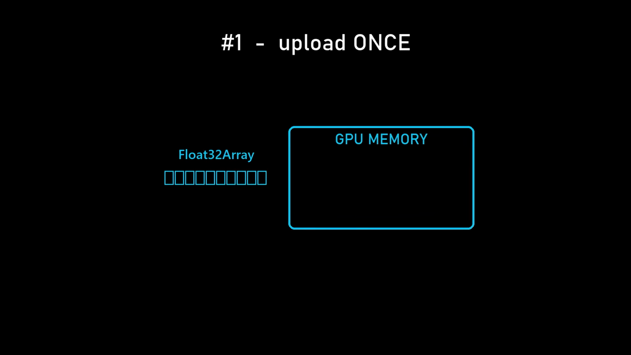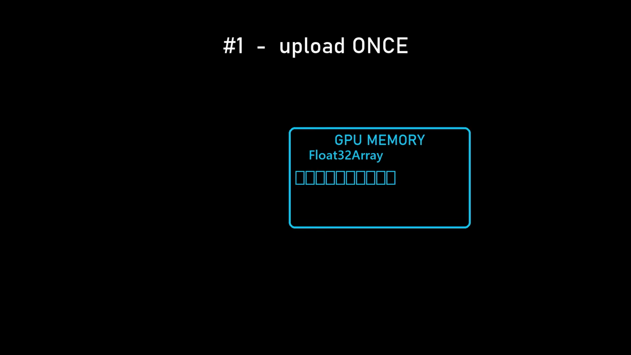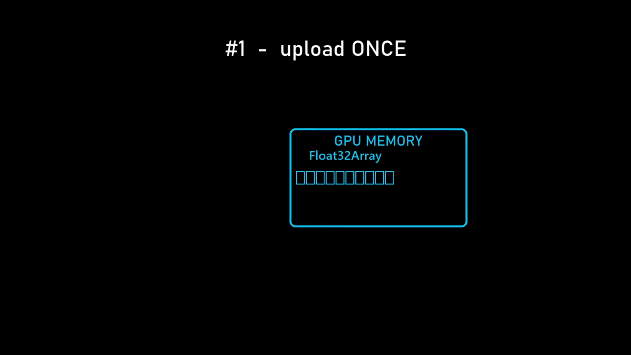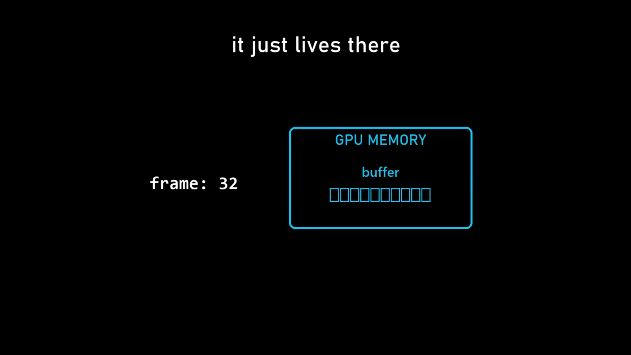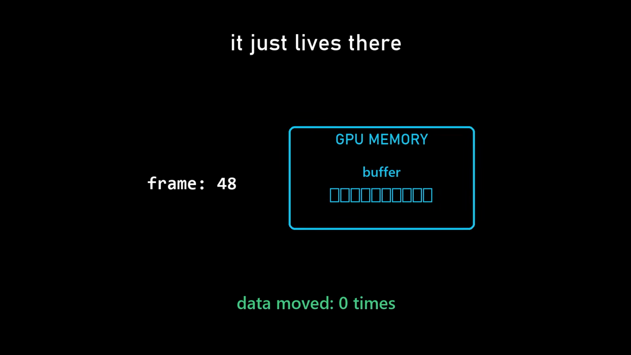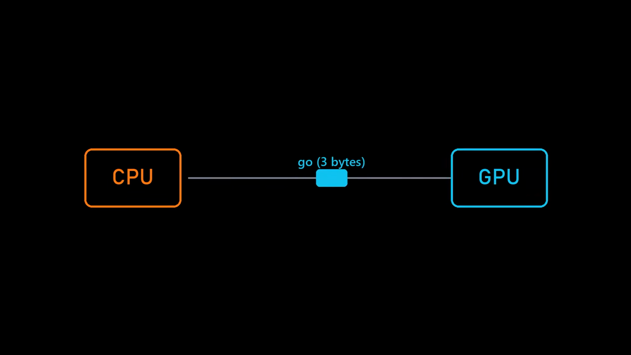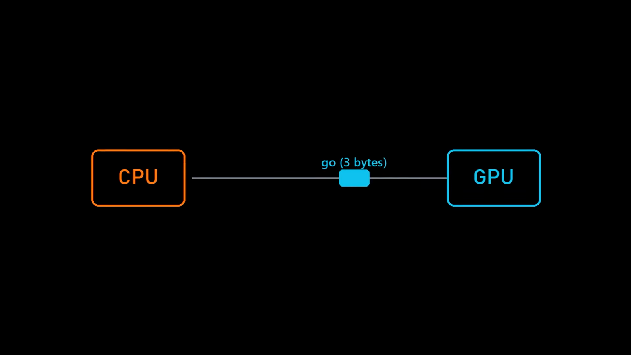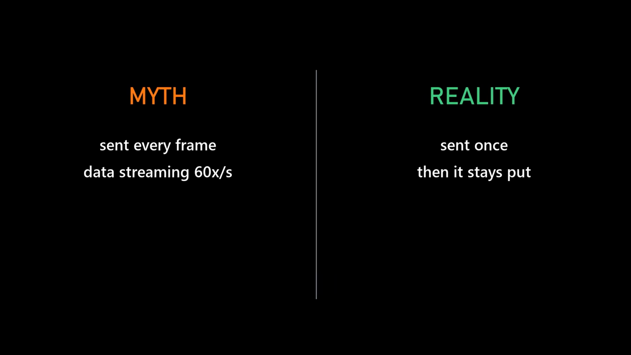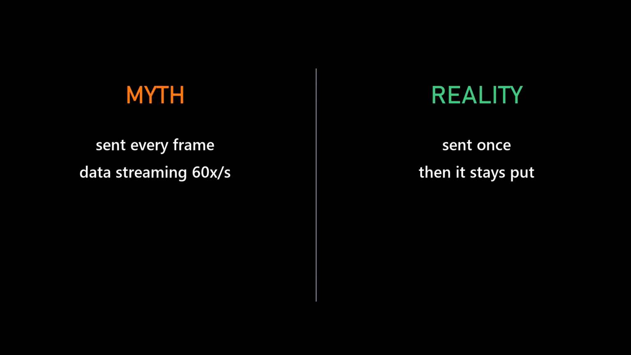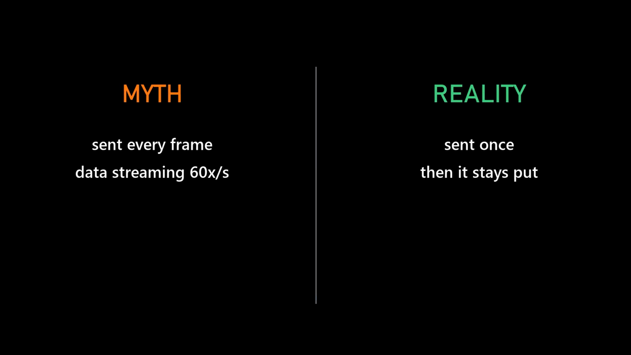But wait, how do you send 1,000,000 points in a single message? That's the interesting part. What's really happening? First one, and this breaks most people's mental model. You don't send the points every frame. You send them once. You upload all 1,000,000 points into the GPU's own memory. We call that a buffer. And then they just live there, on the graphics card. Every frame after that, your CPU sends a command that's basically 3 bytes long. Go. Most developers picture points streaming to the screen 60 times a second. They aren't. They uploaded once, and then they stayed put.